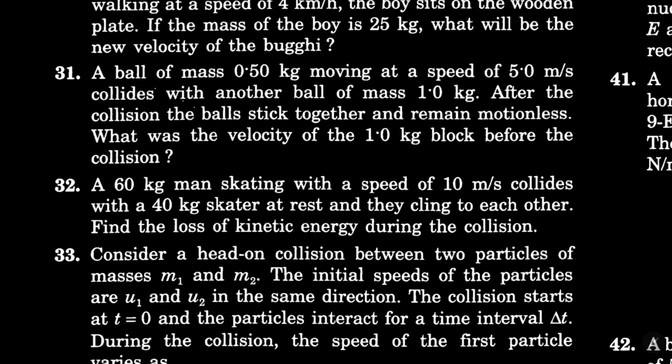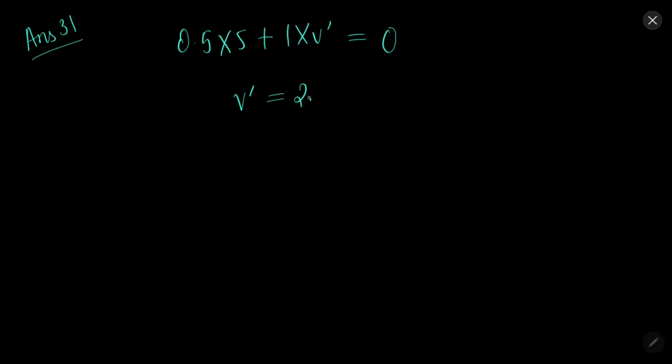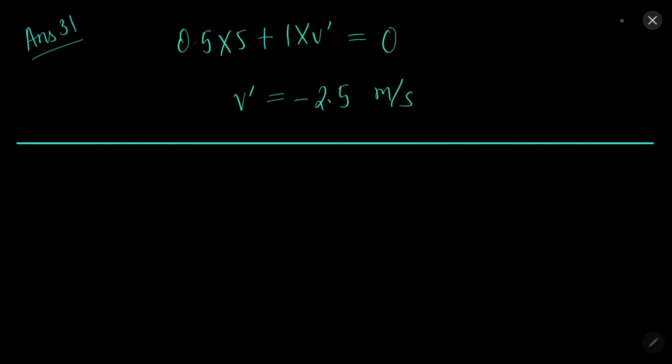In question 31, a ball of mass 0.5 kg is moving at speed 5 meter per second. What was the velocity of the 1 kg block before the collision? So this is solution 31. Again, conservation of linear momentum: 0.5 into 5 plus 1 into v dash equals 0. So v dash will be minus 2.5 meters per second, which is 2.5 meter per second opposite to the motion of the first ball.